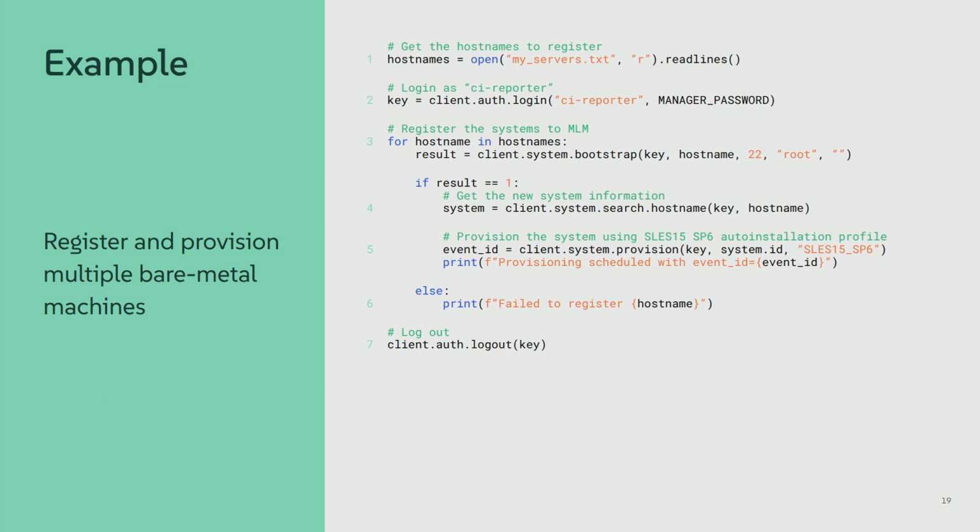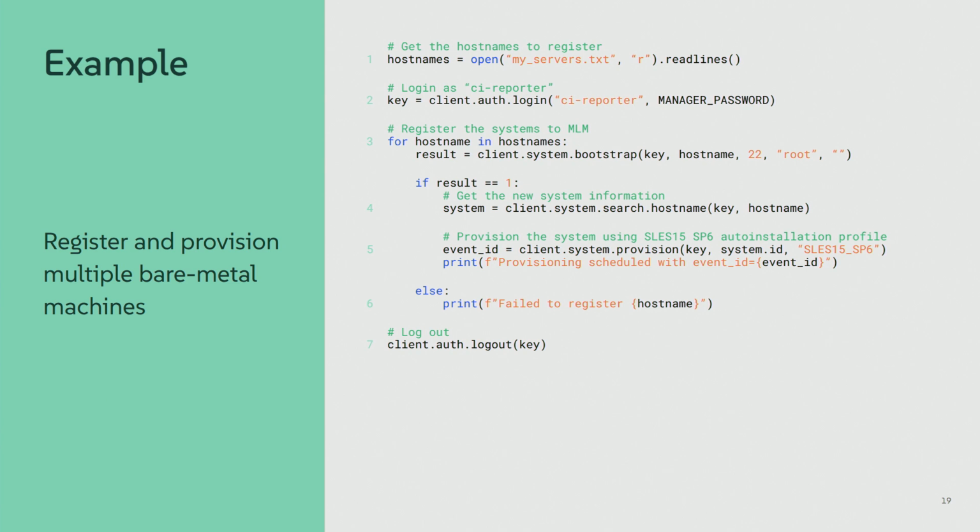So the bootstrap is the process of MLM to register any kind of system to it, basically. So the arguments are here. This is the most simple flavor: the hostname, the SSH port, and the SSH user and path. Of course, like I said, this is a quick and dirty way. There are other ways to bootstrap systems, like with public keys, etc.